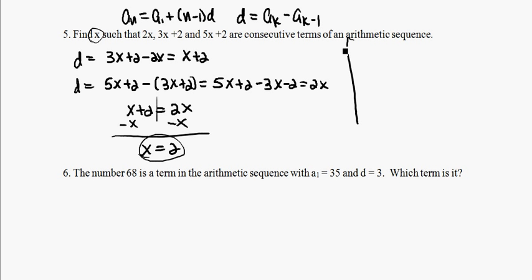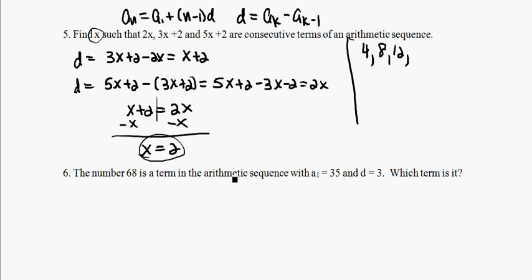If I plug in 2 here, I get 4. Plug in 2 in here, I get 3 times 2, which is 6, plus 2, which is 8. I plug in 2, I get 10 plus 2, which is 12. Clearly arithmetic by a common difference of 4. So it worked.